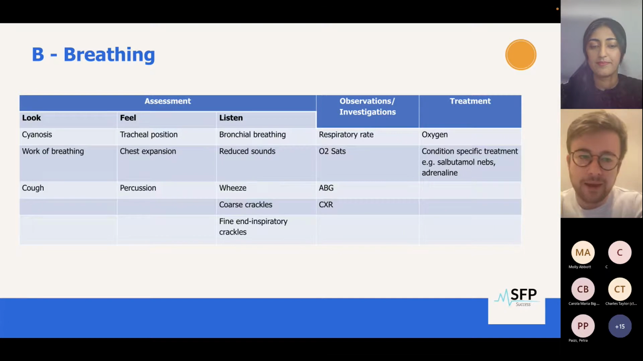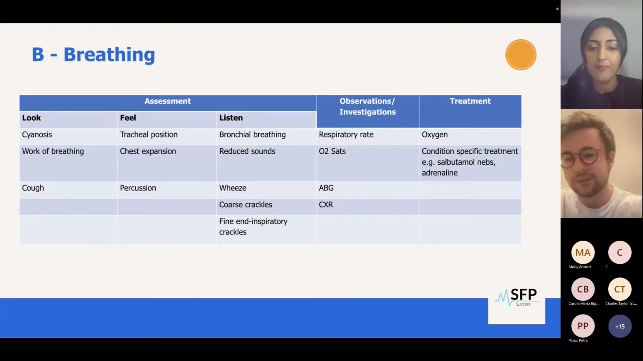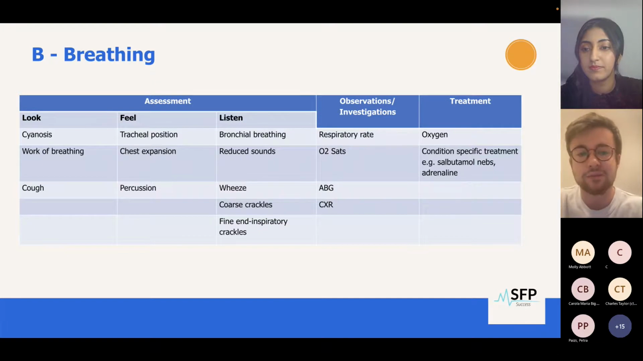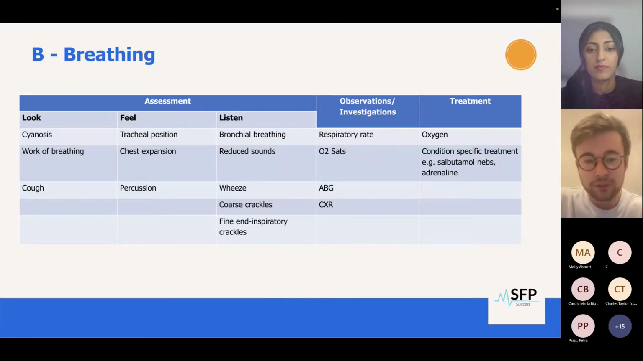So next, after A, the next thing you want to think about is the breathing. It's the next most important thing. If the airway's patent and you're happy with that, then you can start looking: are there any obvious signs that you can see just by standing at the edge of the bed? So cyanosis, work of breathing, have they got a significant cough? Are they bringing anything up?